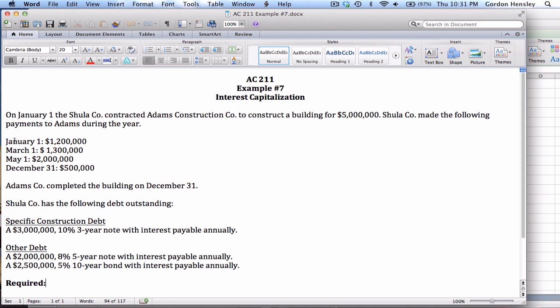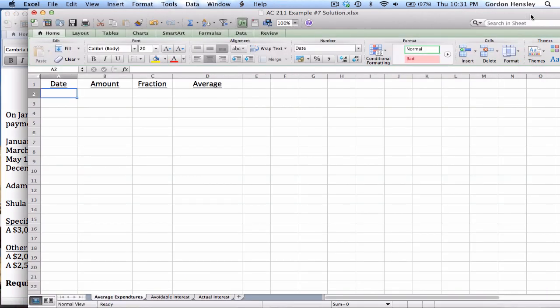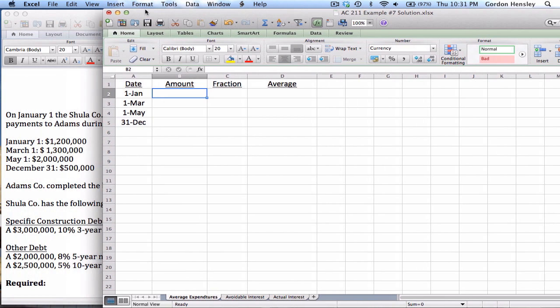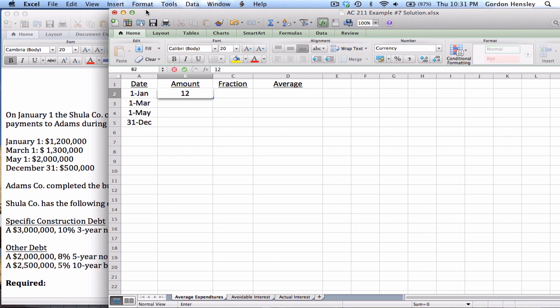So I have 4 payments: January 1st, March 1st, May 1st, and December 31st. Each time there's a different payment amount. So on January 1st, looks like they paid $1.2 million. On March the 1st, $1.3 million. May the 1st, $2 million. And finally on December 31st, $500,000. So those are just the different payments that were made.